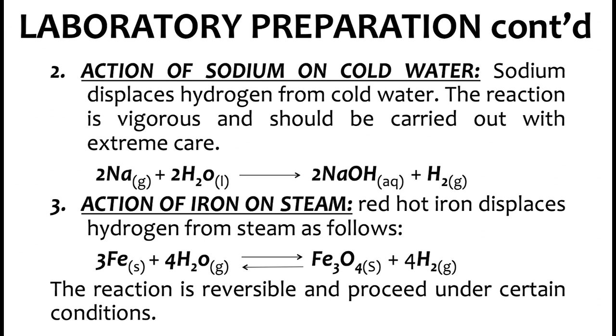3, action of iron on steam. Red hot iron displaces hydrogen from steam as follows. That is 3 moles of iron react with 4 moles of water, that is gaseous water, to give you iron(III) oxide, Fe3O4, with 4 molecules of hydrogen gas. Now this reaction is reversible and it proceeds under certain conditions.